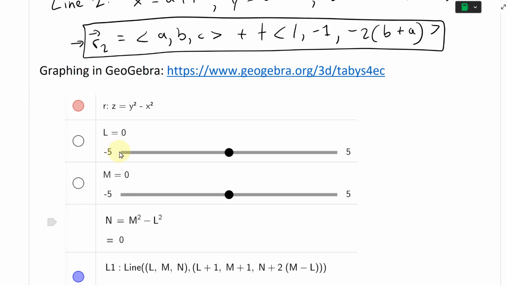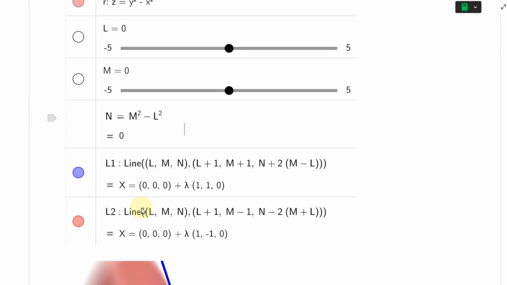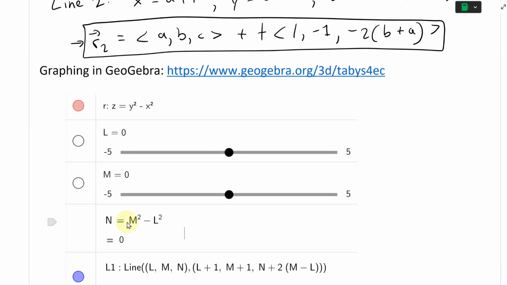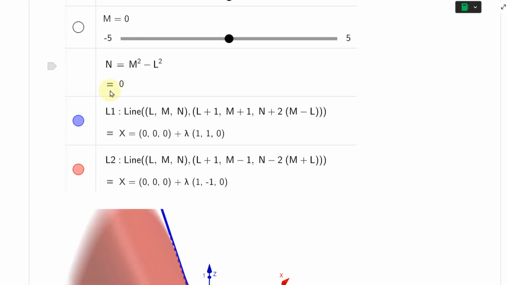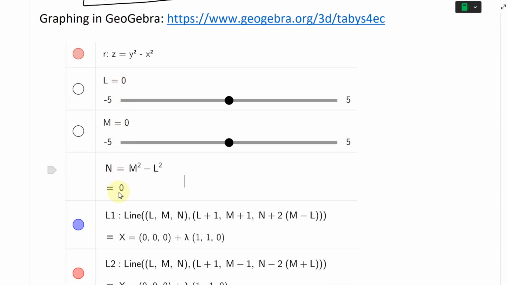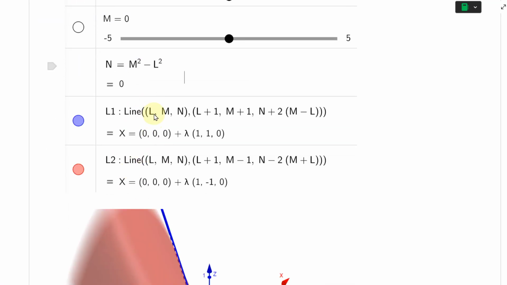So we have L is 0, M is 0. We could slide it across and see the different lines that are formed. And then the N, or C, is equal to M squared, which is y, minus L squared, which is the a squared. So in this case, we have 0, 0, and 0. To put the line in GeoGebra, you could use 2 lines right here.